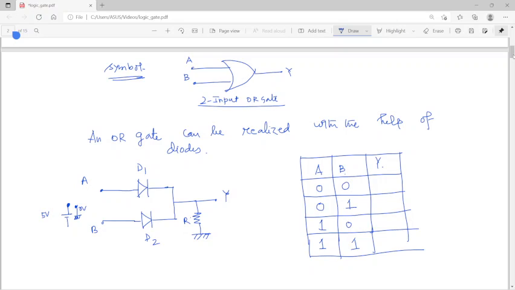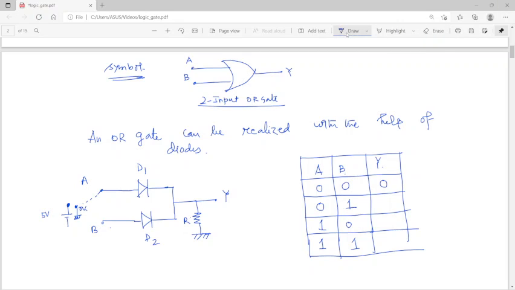1 means high voltage, and in that case high voltage means 5 volts. When I connect A to 0 volts and B to 0 volts, no current will flow through D1 and D2, right? So the output that we get is nothing but 0, because no current will pass as both terminals are connected to 0. So we get 0 output.